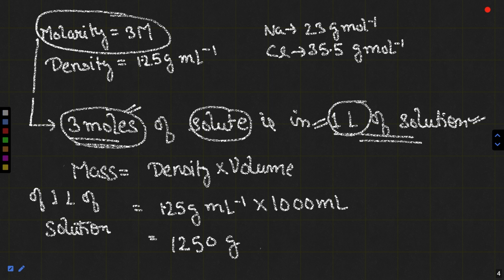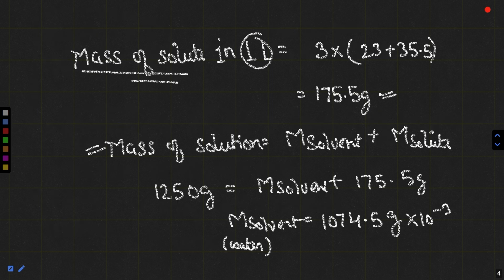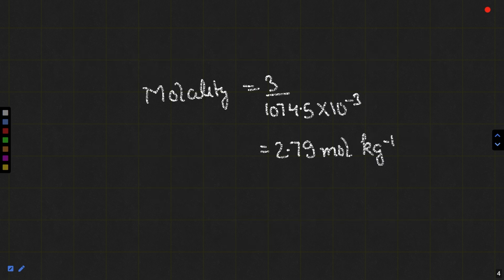Now first we have calculated the mass of that 1 liter solution, which includes solute and solvent both. But we know that in that 1 liter solution, we have 3 moles present as the solute. So 3 multiplied by the molar mass can give you the amount of solute. Now the mass of solvent plus the mass of solute is equal to the mass of solution. Just put all the values here. You have 1250 as the mass of the solution, 175.5 as the mass of the solute. You will get the mass of the solvent.